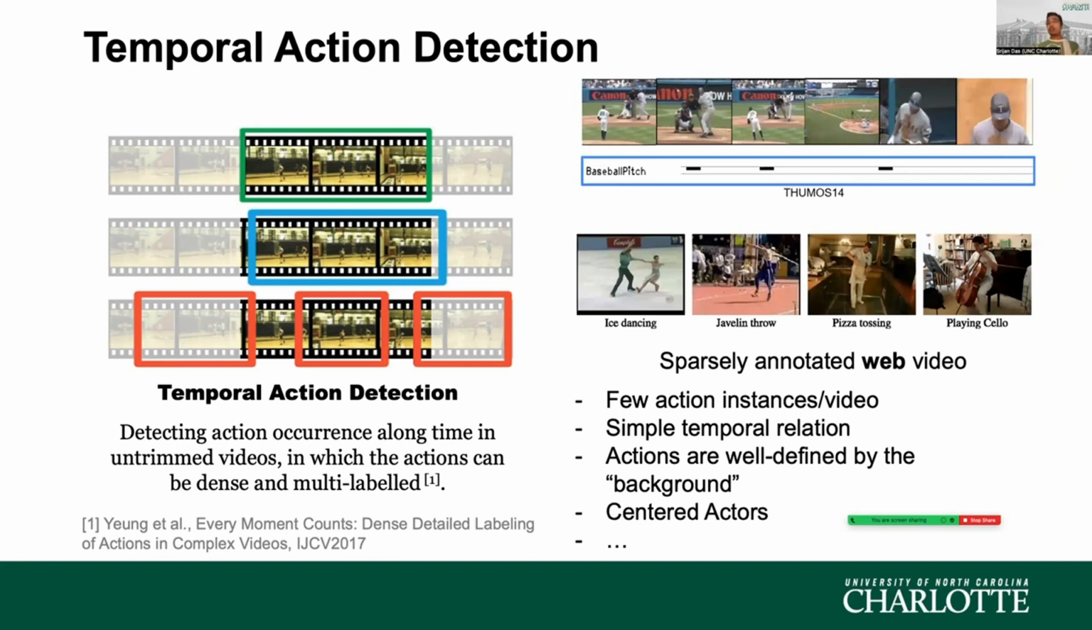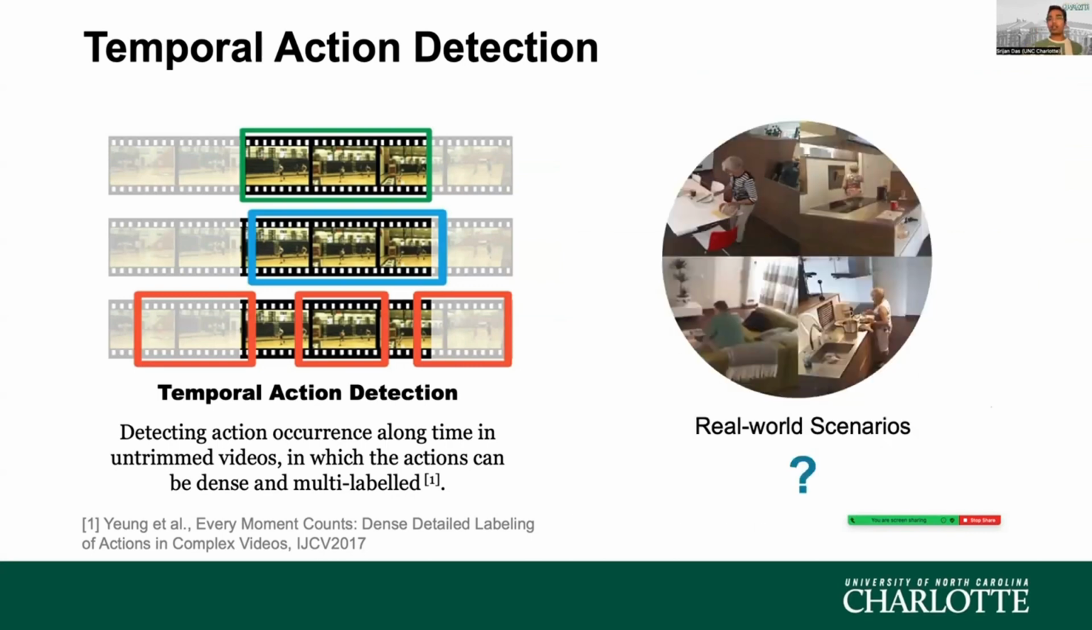Most previous work focuses on detecting actions in sparsely annotated web videos. These datasets always have few action instances in a video with simple temporal relation. Here, the actions are well defined by the background and the actors are always in the center of the frame. The ultimate goal of an action detection system is to deploy it in a real-world scenario.